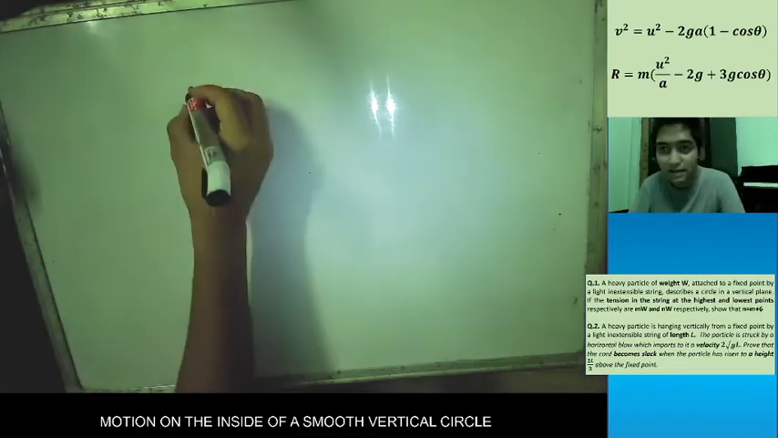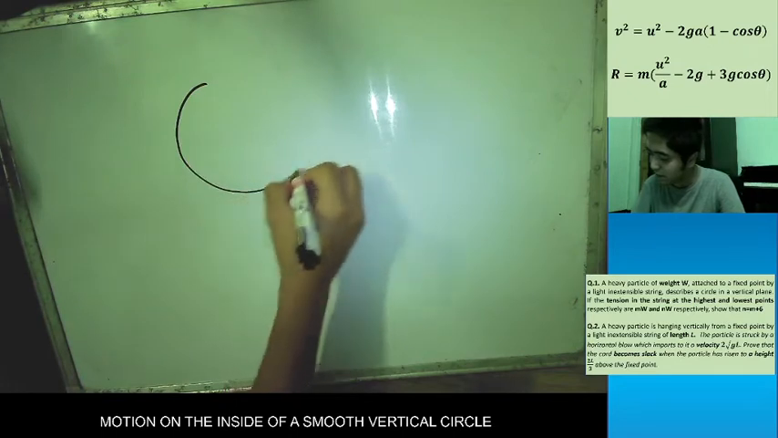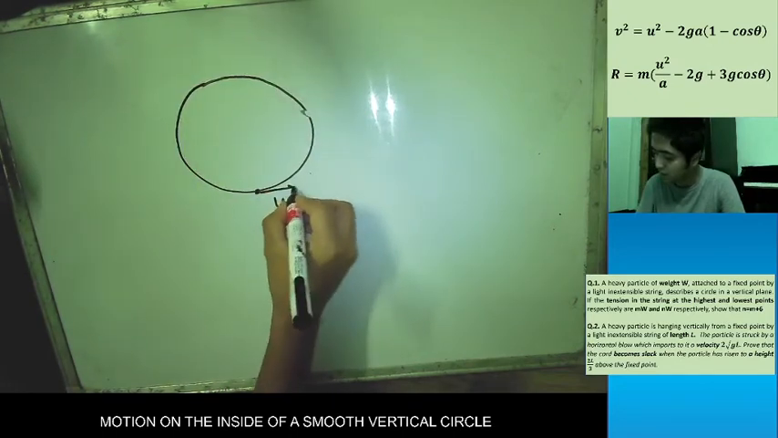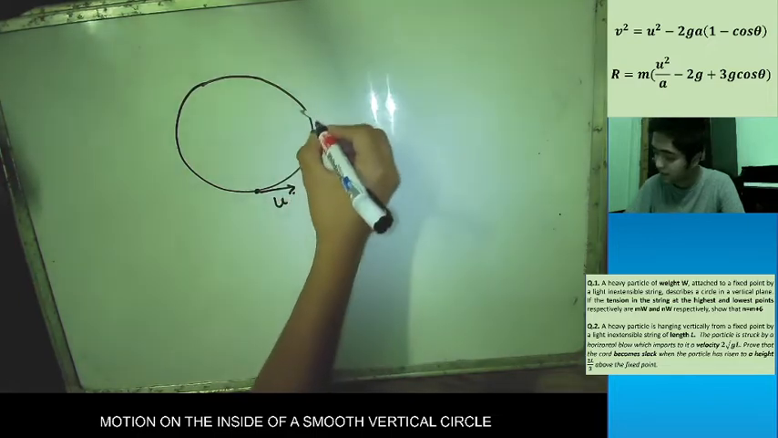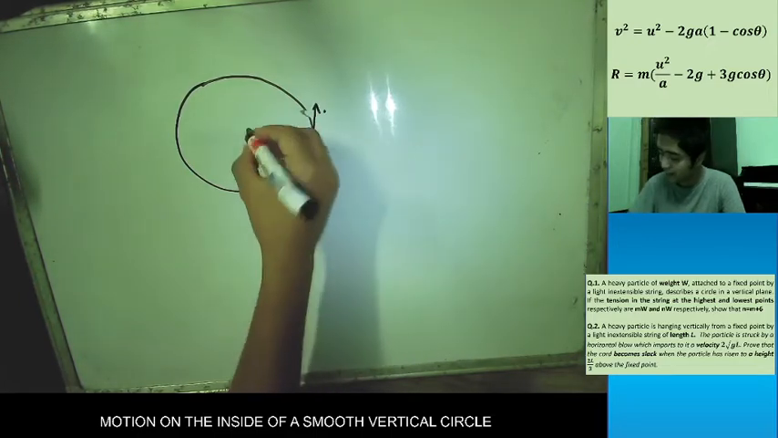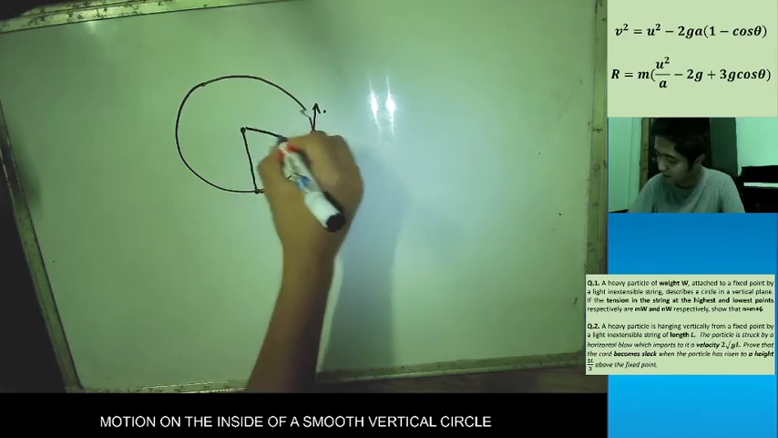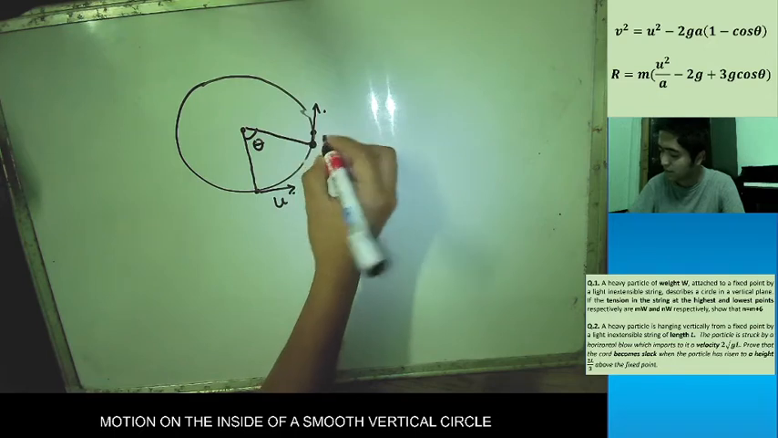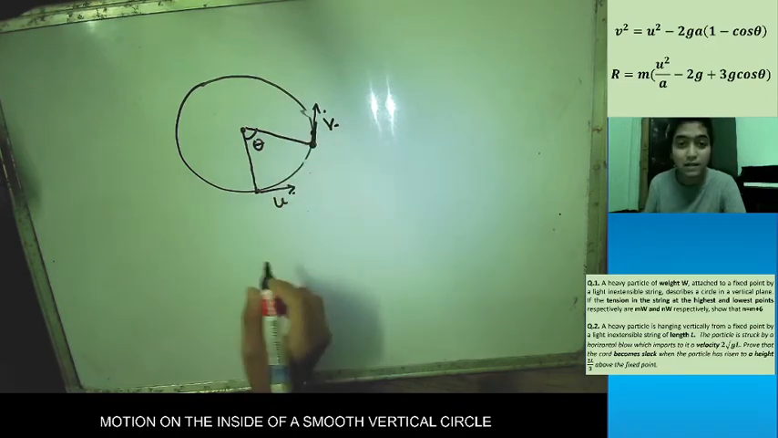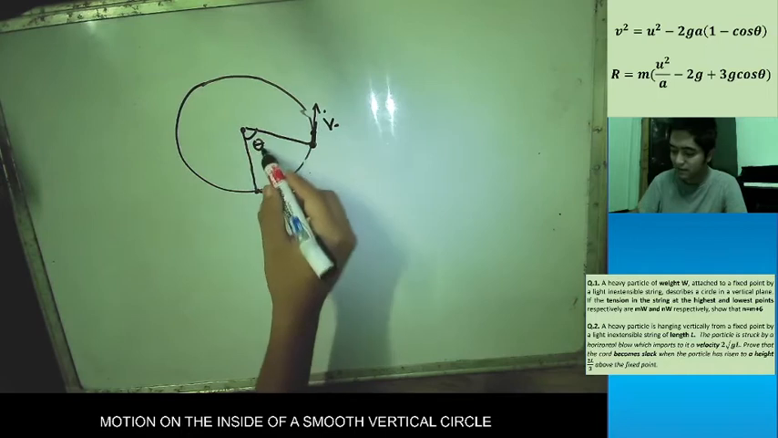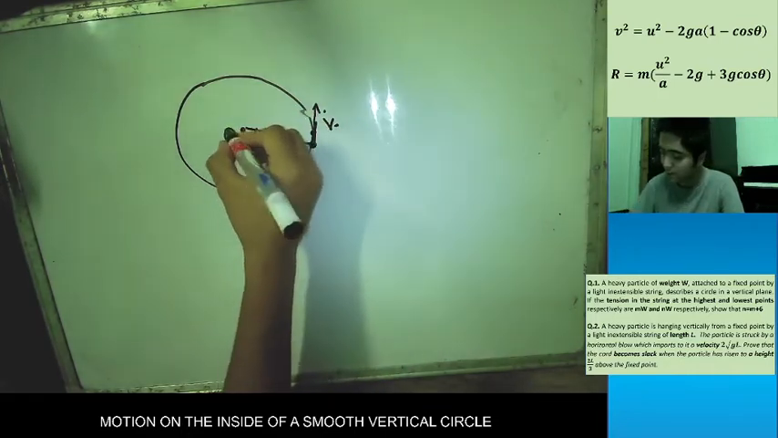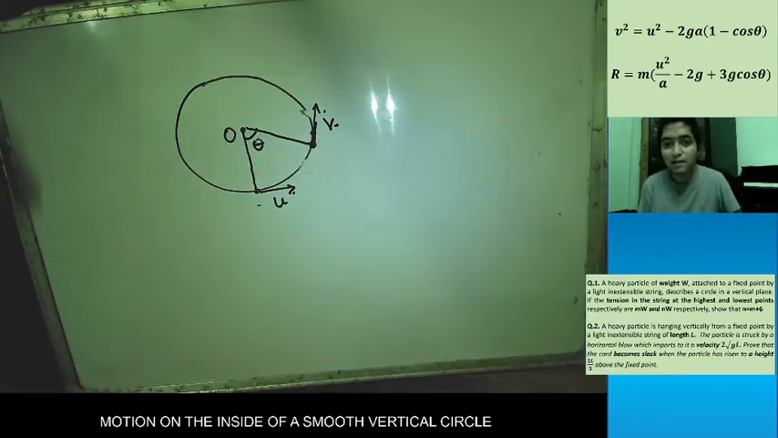Just to make things clear and to remind you, u is the velocity at this point, and v is the velocity at any point, where the angle measured from the bottommost point is theta. The velocity at this point is v, and theta is the angle measured from the vertical line through the lowest point. And capital R that you see in the formula above is the reaction.